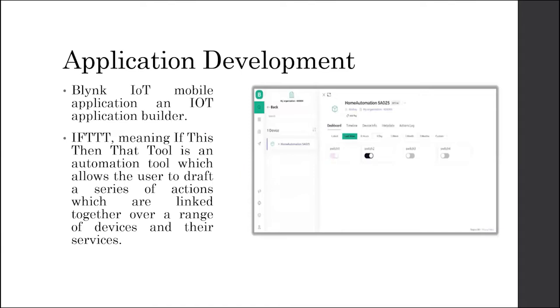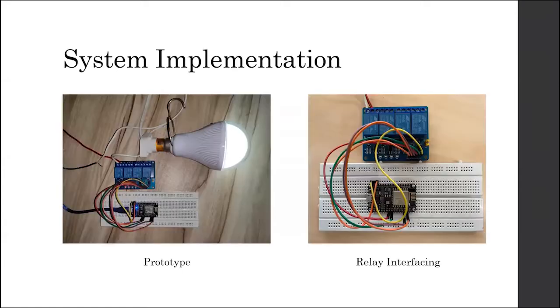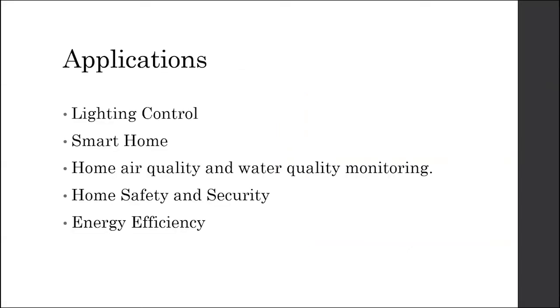This is the application, that is, the interface development. We have used the Blynk app, an IoT mobile application builder, and IFTTT, as I said, is an if-this-then-that tool. You type the command, and whenever Google Assistant detects it, it proceeds with that command. This is the simple implementation. This is our prototype. On the left side is the breadboard with the NodeMCU ESP8266. On the right side, as you can see, there are four relays, each with one load. We only connected two for the prototype, and I will show you a demonstration in the last slide.